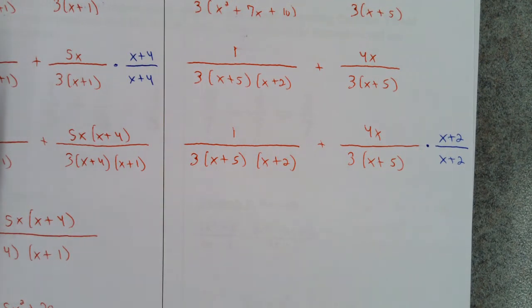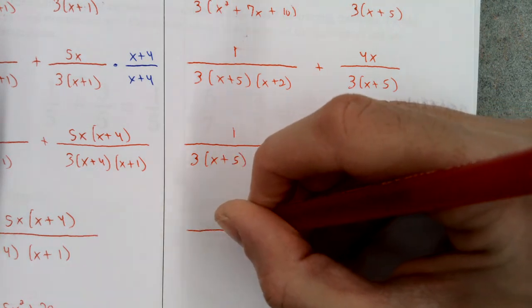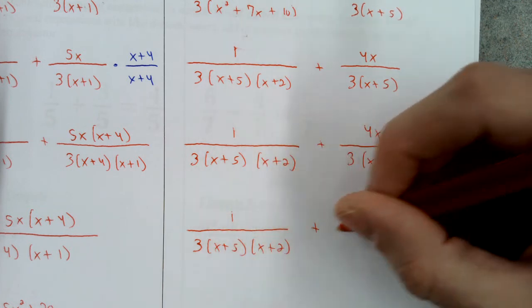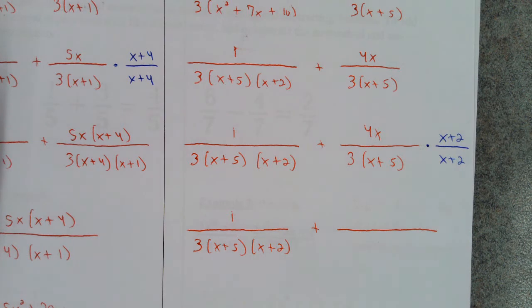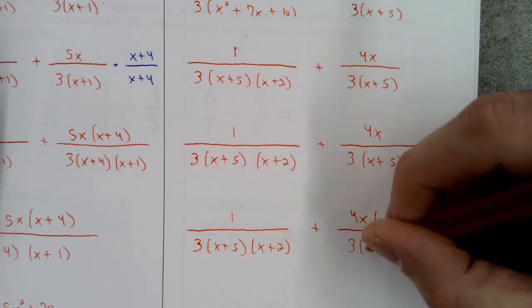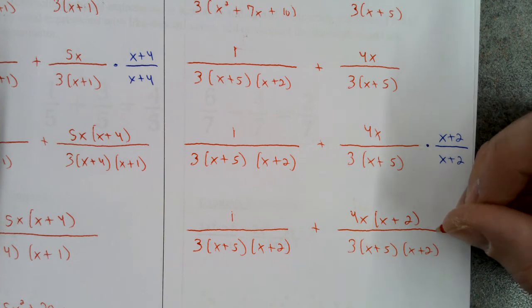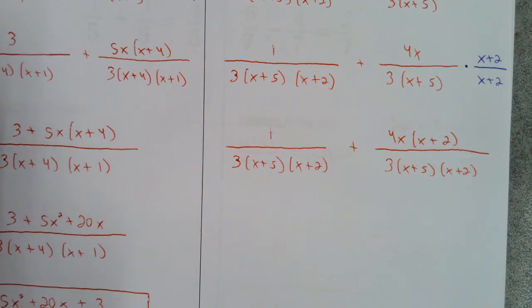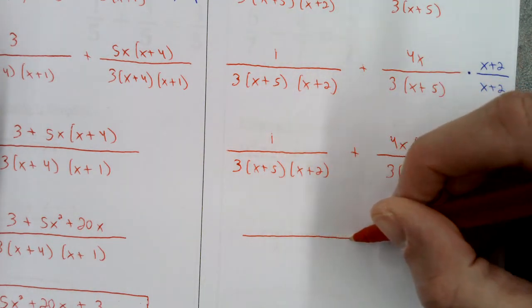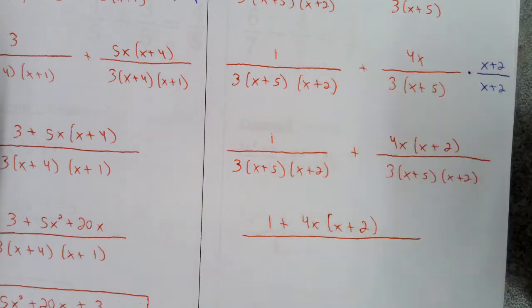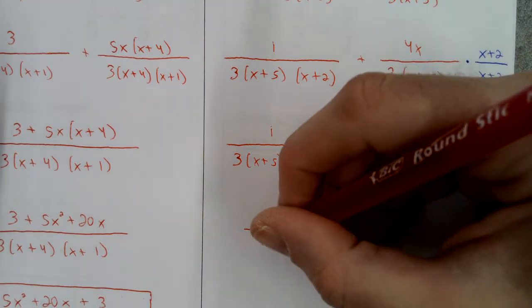Okay. So here you go. The term on the left is 1 over 3 times x plus 5 times x plus 2. And my other term is going to be 4x times x plus 2 over 3 times x plus 5 times x plus 2. Again, I'm trying not to skip any steps. I'm doing everything separately. Now we're going to write that as one term because we have a common denominator now. My numerator is 1 plus 4x times x plus 2. My denominator is 3 times x plus 5 times x plus 2.